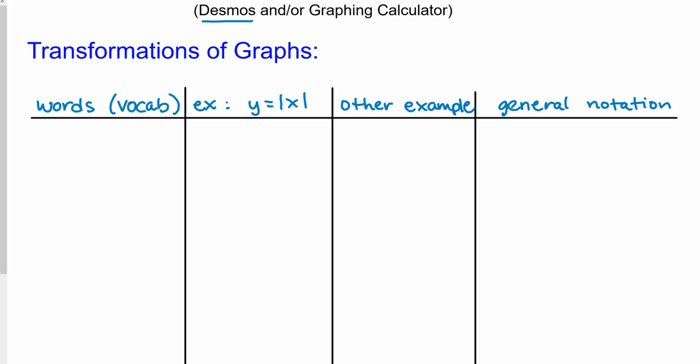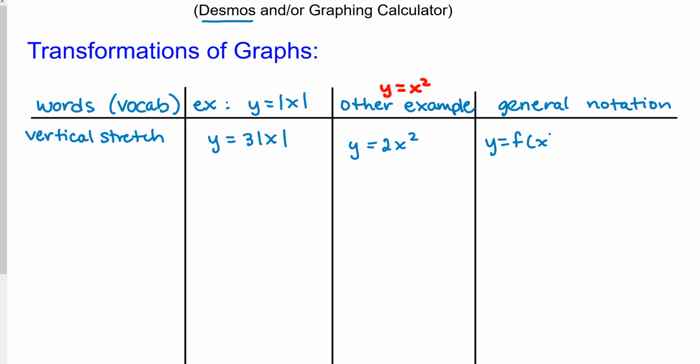Okay, so back into our notes. In words, if we have a vertical stretch, an example of that would be y equals 3 times the absolute value of x, would be 3 times taller than the original. Another example, let's say that we're starting with y equals x squared. We could have y equals 2 times x squared, and that would be twice as tall. And in general, we say that if we start with y equals f of x, and we change it to y equals some number a times f of x, where a is greater than 1, it's a vertical stretch.